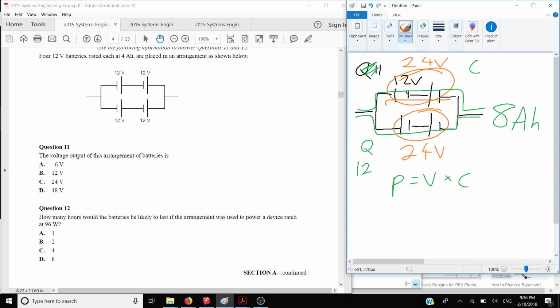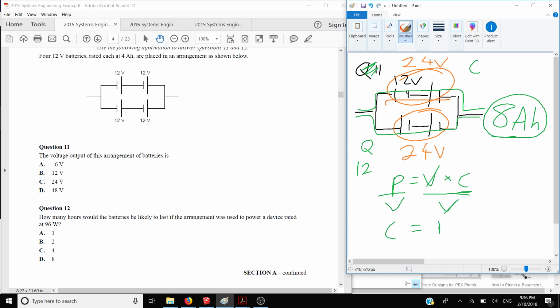For the time being, we know the watts and we know the voltage. We know how much current can be supplied per hour. That's 8 amps per hour. But we don't know how much current our device is actually going to be drawing. So we need to figure out current. We need to do some rearranging to get current on its own.